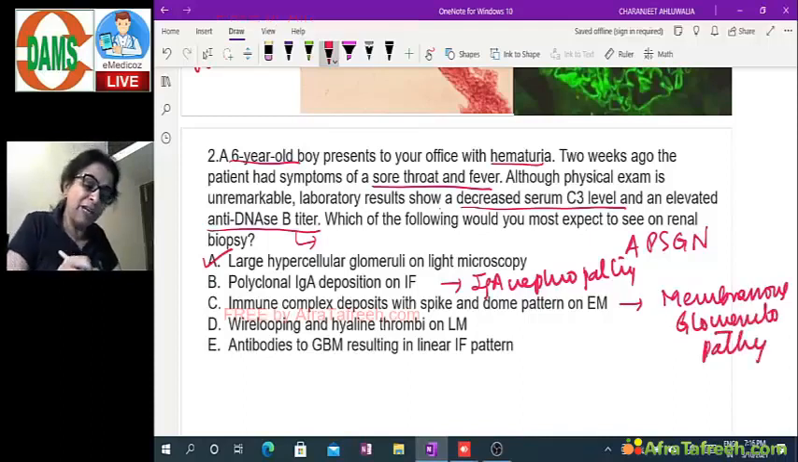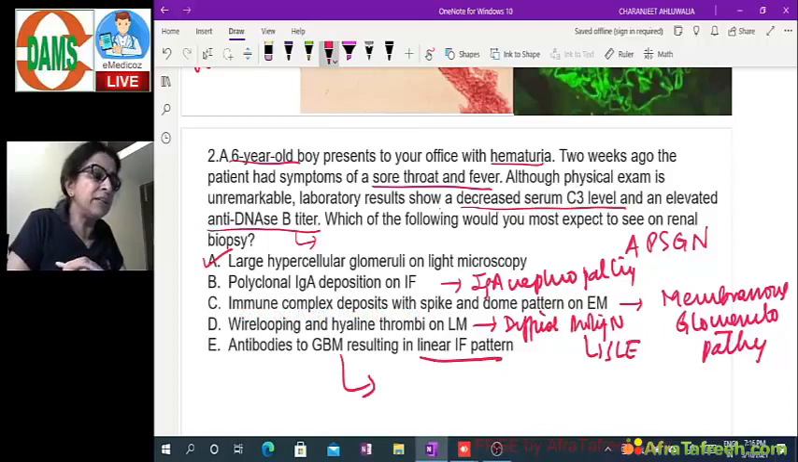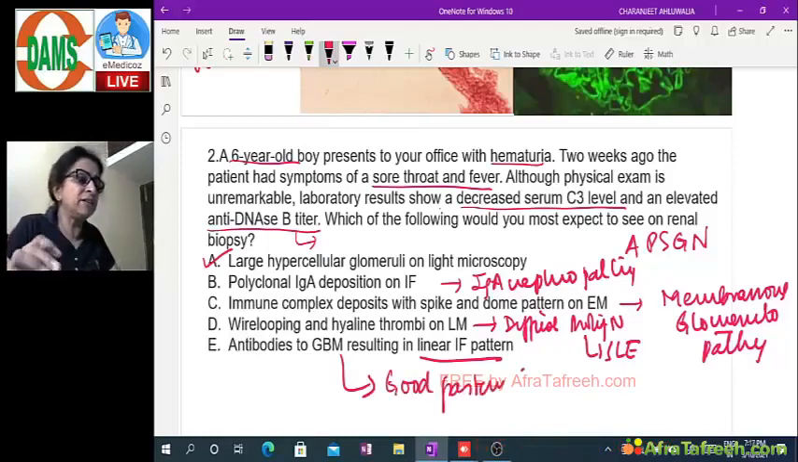Membranous glomerulopathy. Wire looping is a feature of diffuse proliferative glomerulonephritis, which you see in SLE. And anti-GBM antibodies in a linear fashion. Okay, so Yalini, good. So it is acute post streptococcal. She's also given the answer. Antibodies to GBM resulting in linear immunofluorescence pattern. This is in Goodpasture's. Okay, this is question 2.